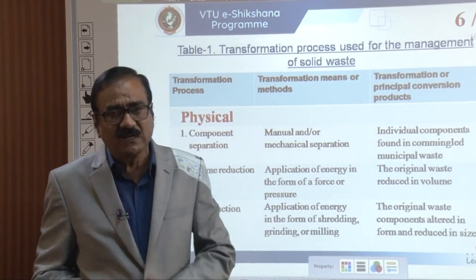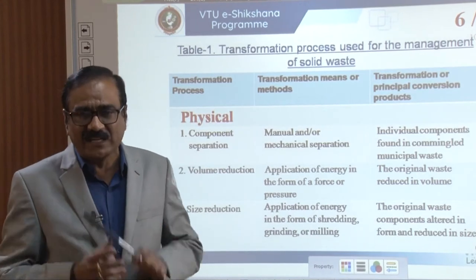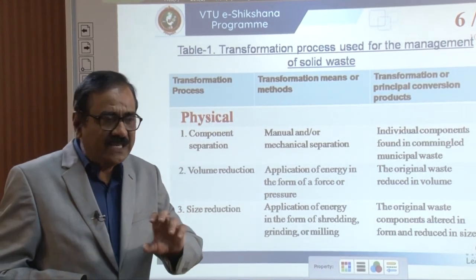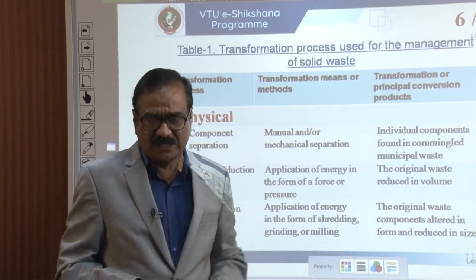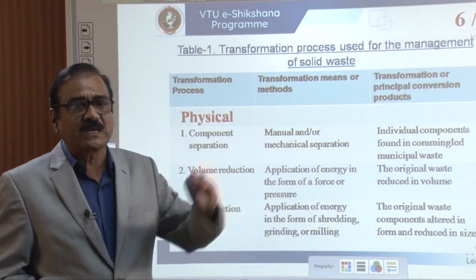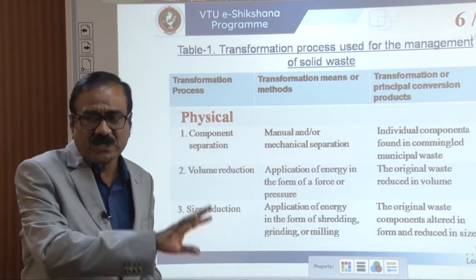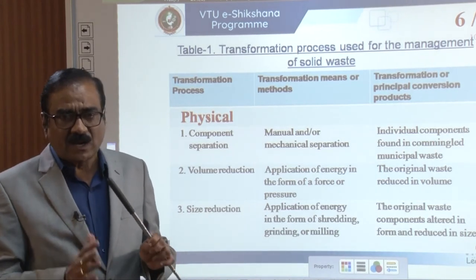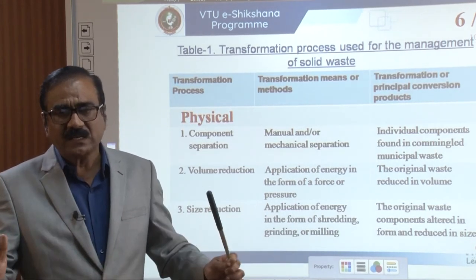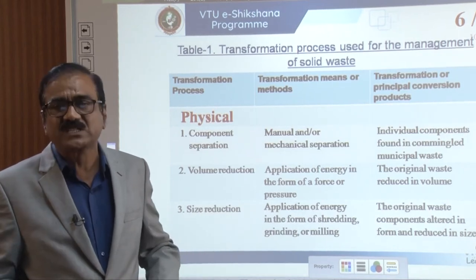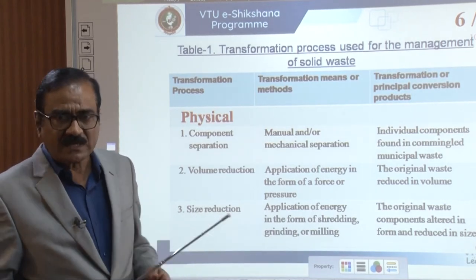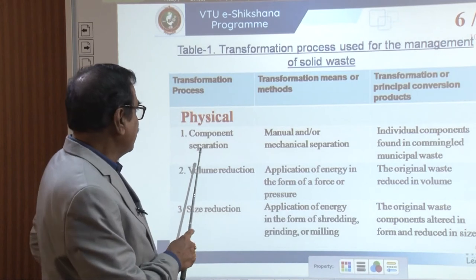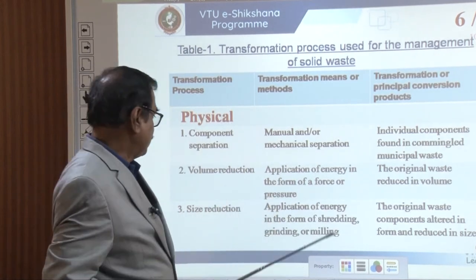We call it a commingled waste, which is not segregated properly. So all the individual items, like glass, we can put it separately. Iron, we can put it separately. We can put the plastic waste separately. So each component is separated depending upon its potential for reuse or further processing. So that is component separation.